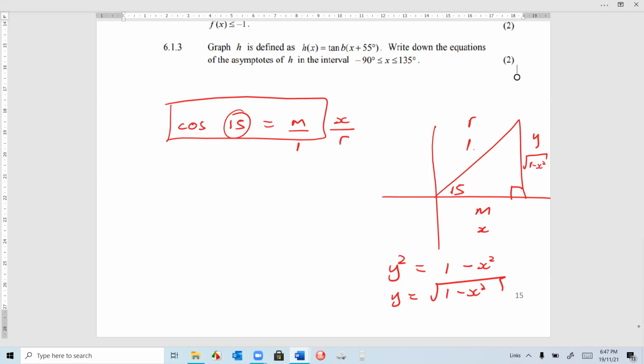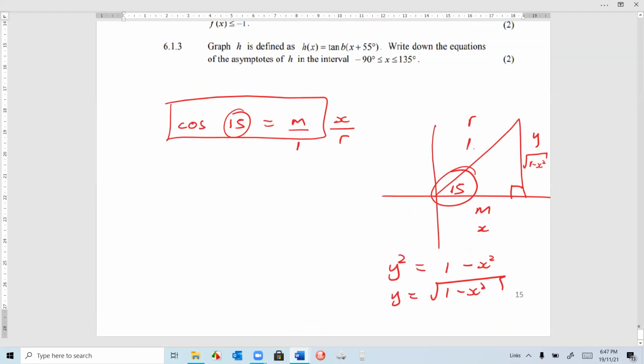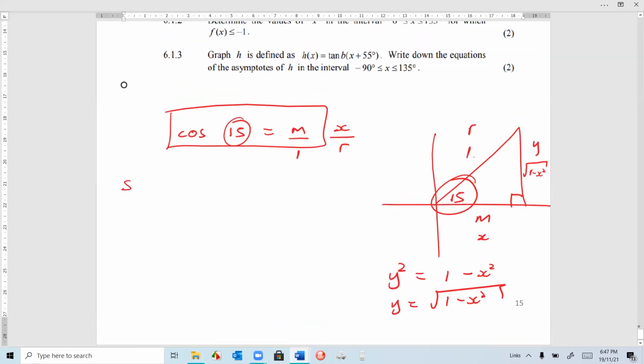So I can now use this diagram condition that the angle is 15. They might give you a question like, first question would be, say, find sine 15. Because it's 15, you can use your diagram and say, okay, sine 15 has to be y over r. We found our y value, over the r value, which is 1.